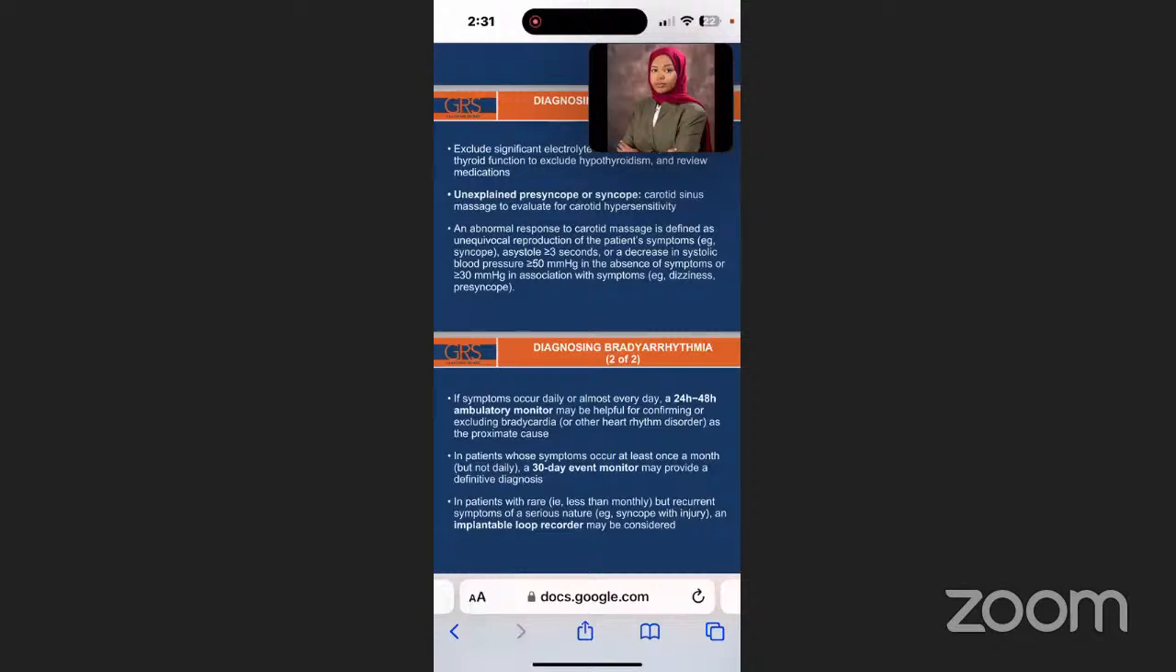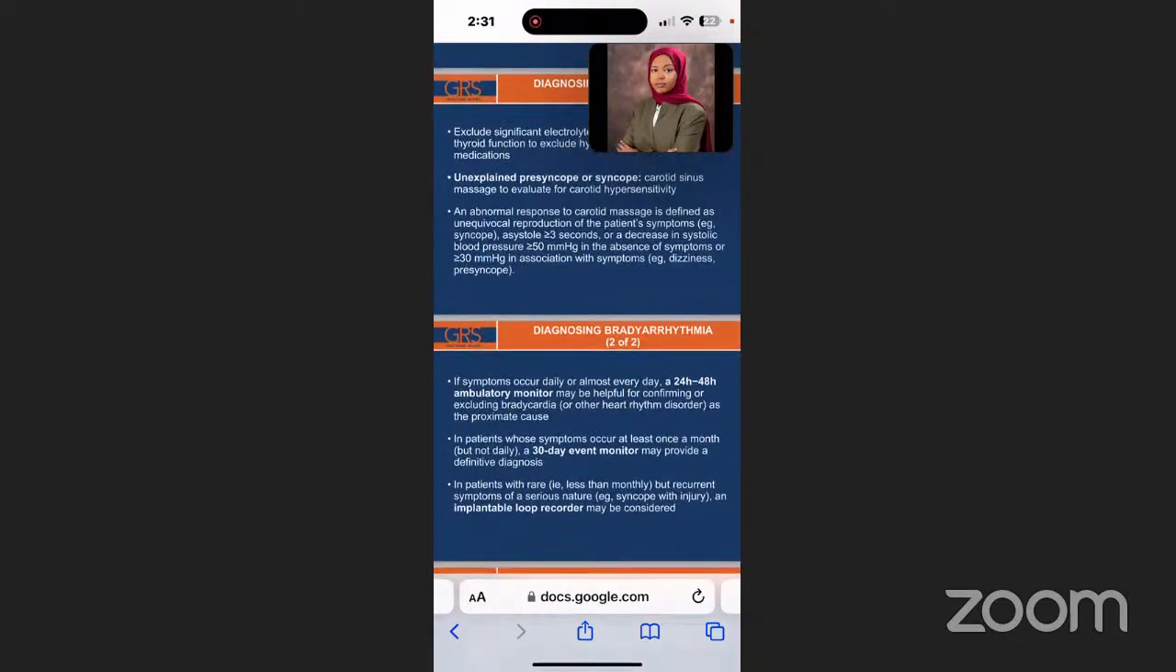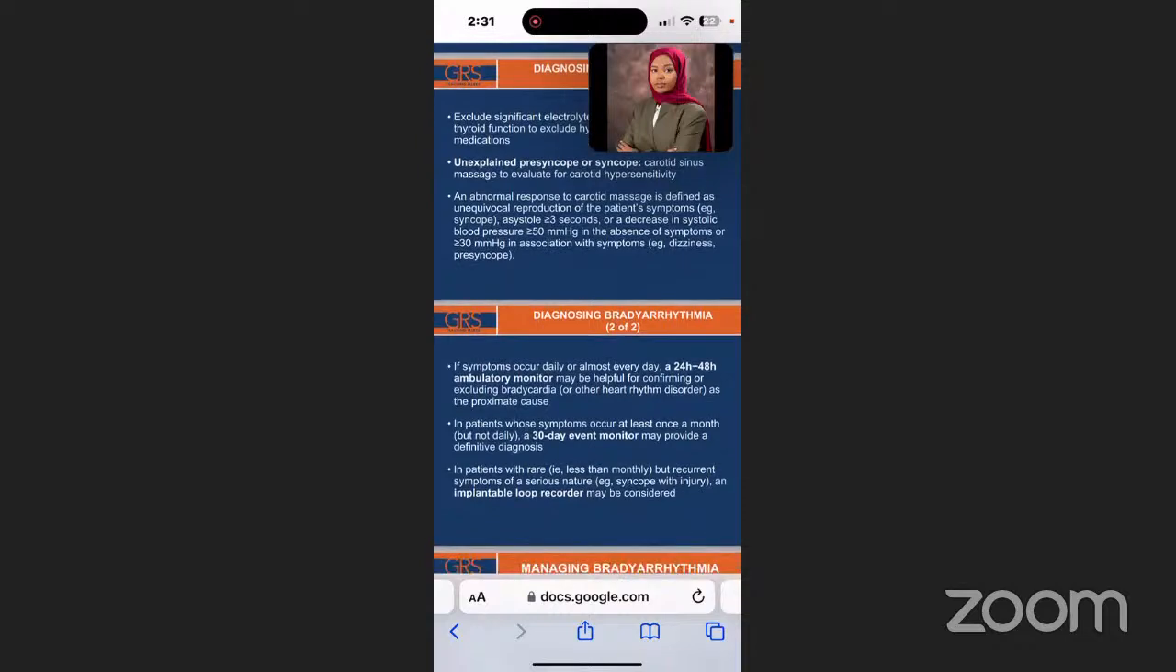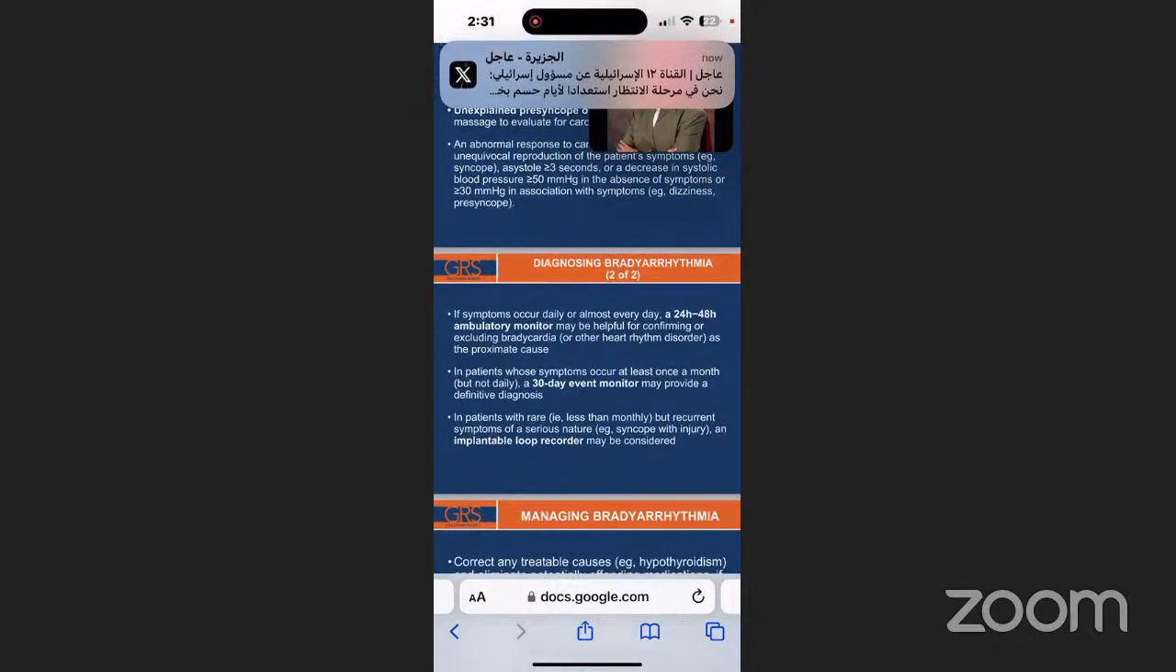Number 2, for unexplained syncope, carotid sinus massage in this condition to evaluate for carotid hypersensitivity. An abnormal response to carotid massage is defined as reproduction of the patient's symptoms like syncope, or asystole of more than 3 seconds, or a decrease in systolic blood pressure of more than 50 millimeters of mercury.